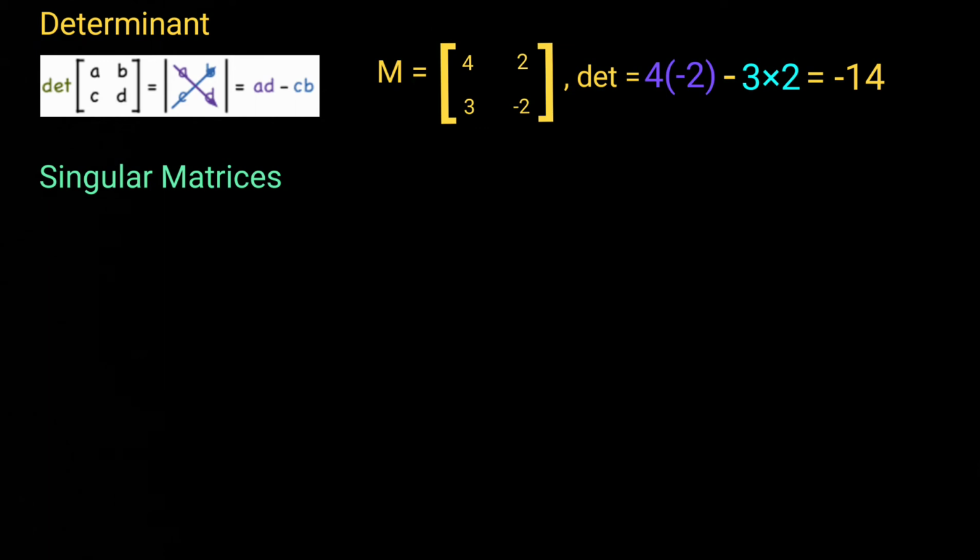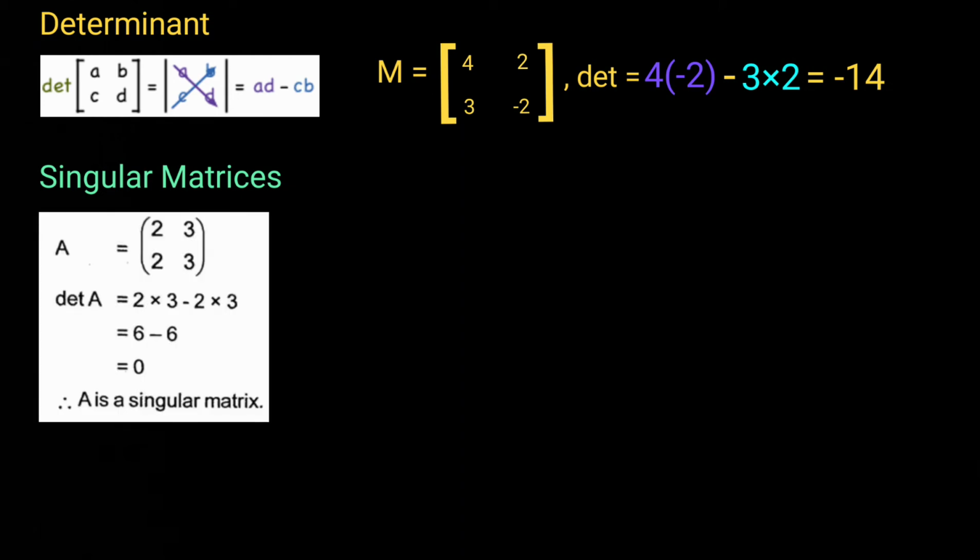A singular matrix is a matrix which doesn't have an inverse, since its determinant is 0. Here's an example of this kind of matrix. As you can see, the determinant derived from it is 0. Therefore, there is no inverse for this matrix. For us to be able to find the inverse of a matrix, it must be non-singular.